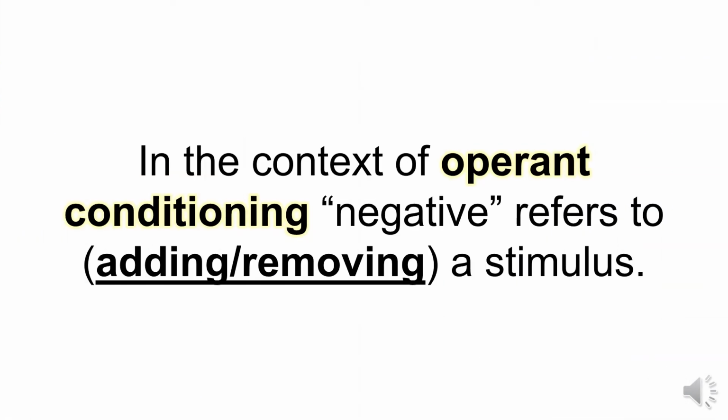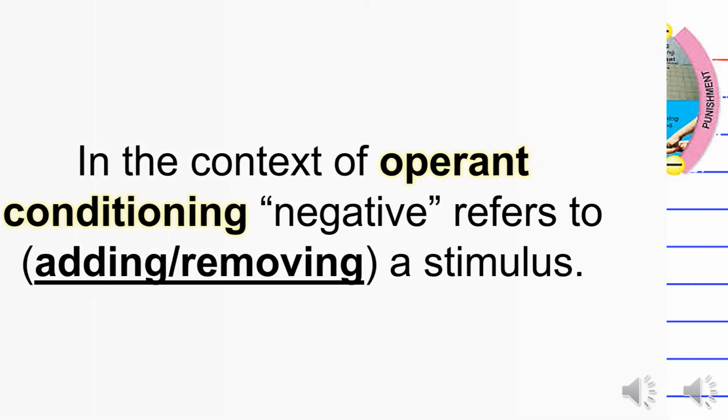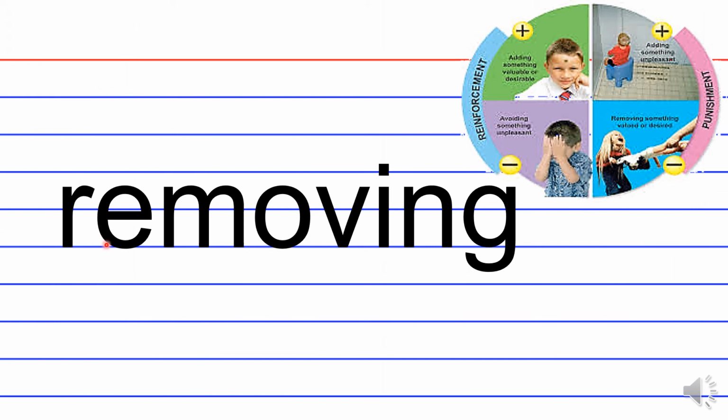In the context of operant conditioning, negative refers to adding or removing a stimulus. So which one is it? That would be removing. Okay? So you can remove a stimulus in terms of reinforcement, or you can remove a stimulus like a toy for punishment.